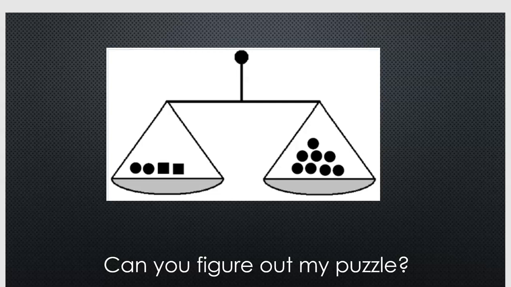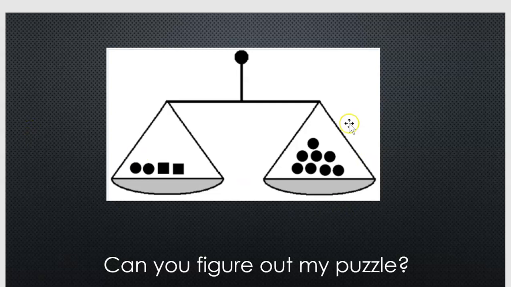I've got a puzzle for you today. What you're looking at is a balance, and you can see that on either side we have seemingly two different types of material, but yet they appear to balance. Can you figure out my puzzle? How is it that the mass on both sides of the balance are equal?